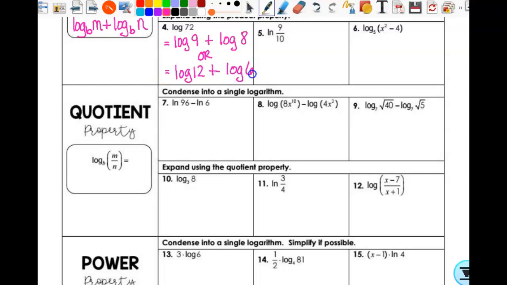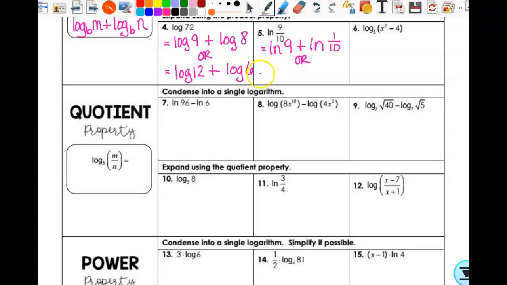On a question like this, you wouldn't have to give me two answers. You only have to give me one. We're just going to do two in our notes because I want you to realize that there's more than one right answer sometimes. Okay? All right, so number 5 looks like we could split it up into 9 divided by 10, but that's not the product property. That's the quotient property. So if I'm going to use the product property, I could say this is the natural log of 9 plus the natural log of what? 1 over 10. Okay? That's one right answer.